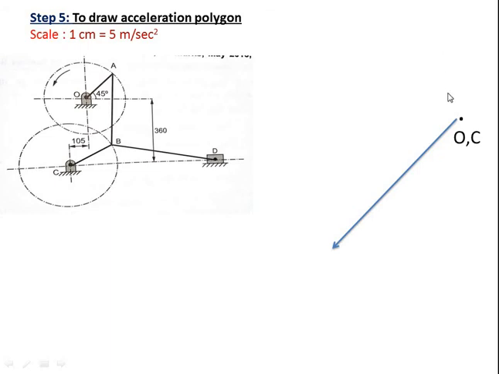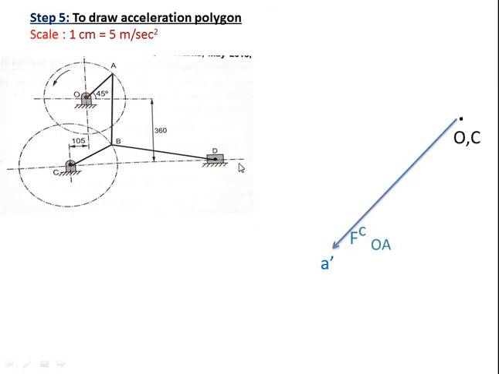So from O, in a downward direction parallel to OA, is the centripetal component of acceleration for link OA. Now where the centripetal component ends, that is at A dash, you have to draw the tangential component. The tangential component is perpendicular to the link, so from A dash you have to draw a perpendicular to OA.